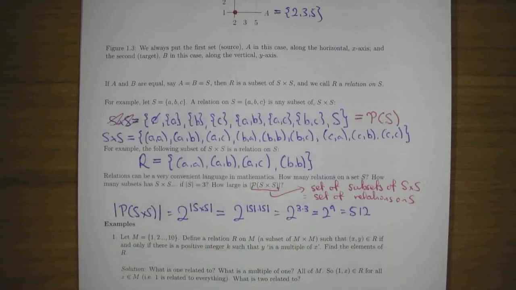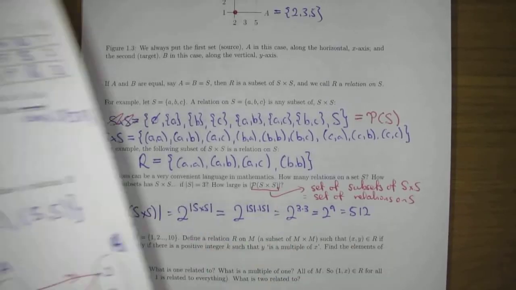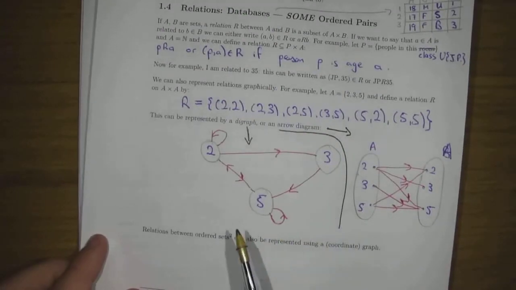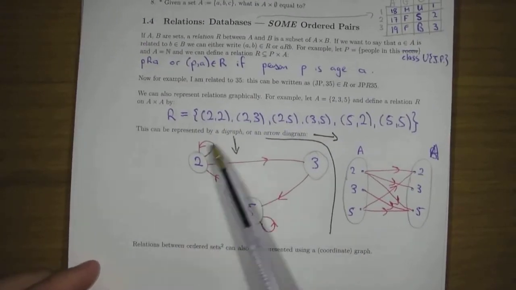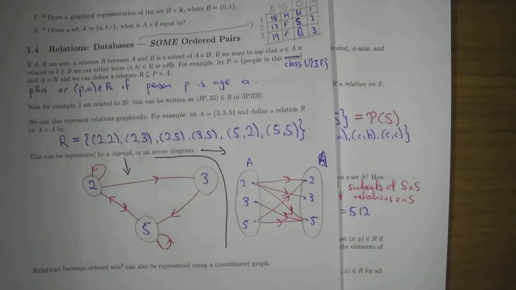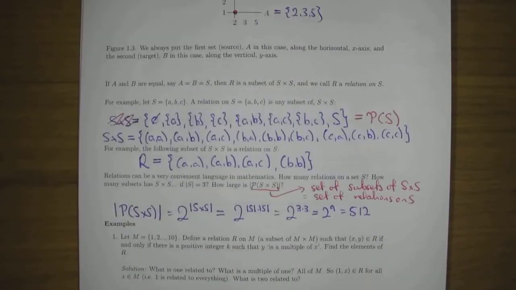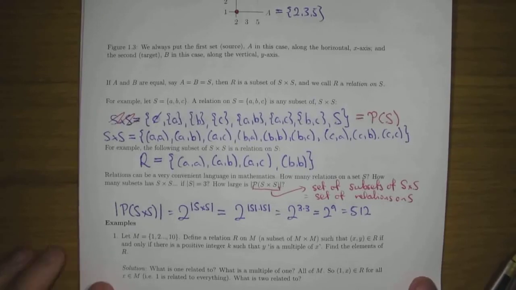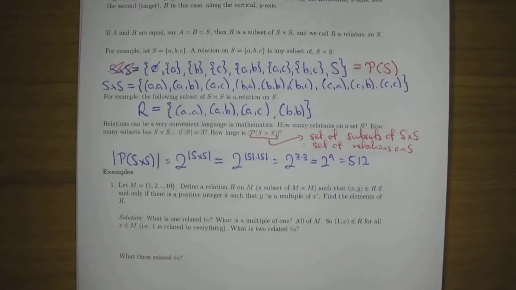What that actually means is if you want to take 3 elements and draw some arrows between them, there's actually 512 different ways of doing that. Okay, so let's look at some examples.